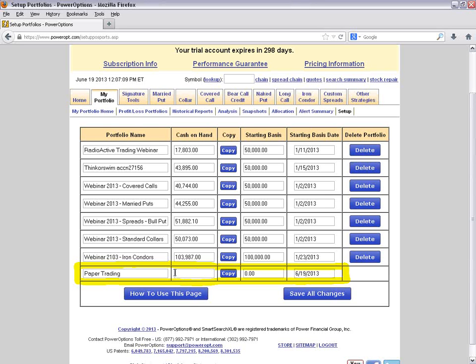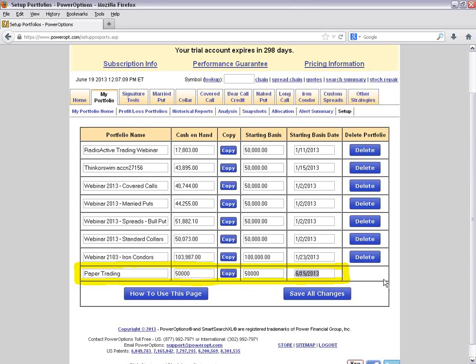But what I'd want to do is create a basic cash on hand and starting basis. All right, so if this was a paper trading account, but I was going to start off with a cash on hand, say, okay, let's start off with $50,000. So I'd put that into the cash on hand and copy that over to the starting basis. And if it's just a paper trading account, we could leave the transaction date as today.